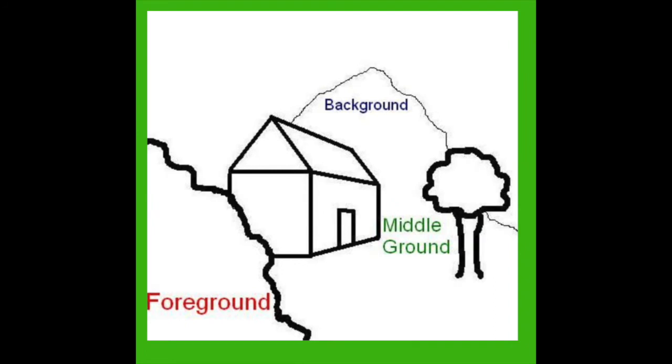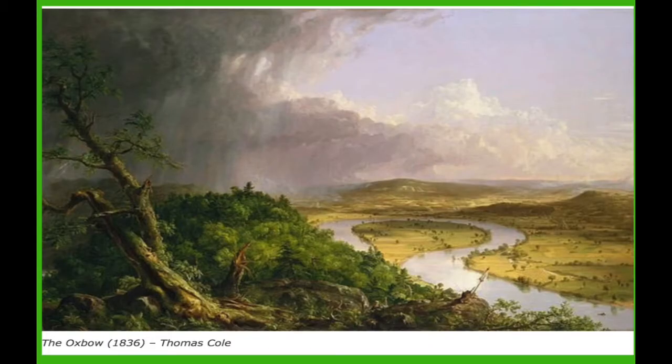Let's start by talking about foreground, middle ground, and background. When you look at this famous painting by Thomas Cole, do you feel like it's right there in front of you, almost in your lap, or do you feel like you can look into it far away? That's what depth is. If you said far away, you can look into the background. That's what depth and perspective is about.